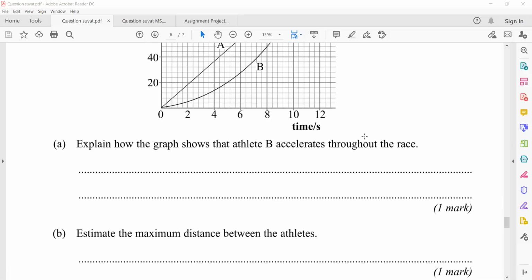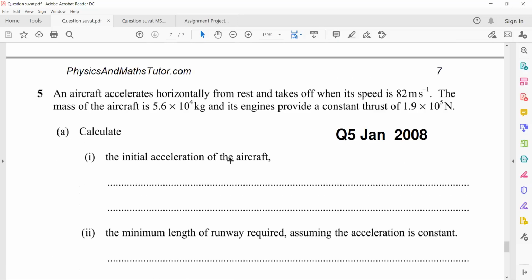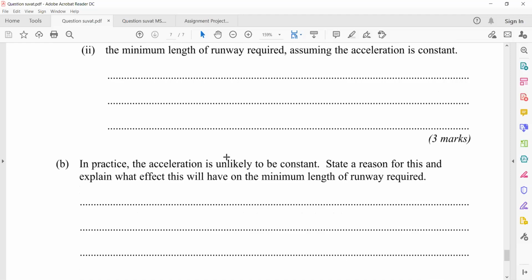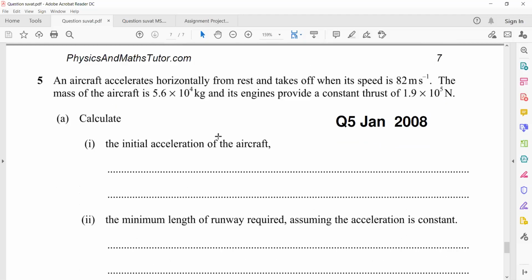Then the last page, question 5, part B. In practice, the acceleration is unlikely to be constant; state a reason and explain the effect that will have on the minimum length of runway required. Because for aircraft and rockets, they are using fuel, so their mass is not kept constant. As well as that, air resistance also increases as the speed increases.